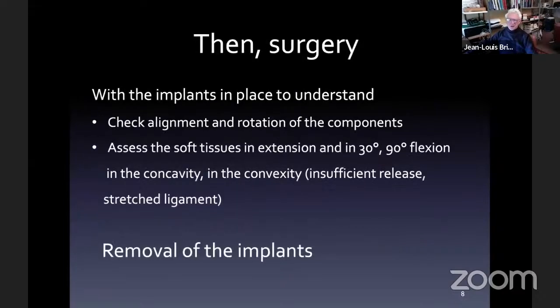Okay, then surgery. At surgery, it's the best time to know about the implant. So we check the alignment because it's open. We check the rotation of the component. We assess the soft tissue in extension, at 0 degrees, 30, and 90 degrees, in the concavity and in the convexity. So we have full knowledge. And then we remove the implants.